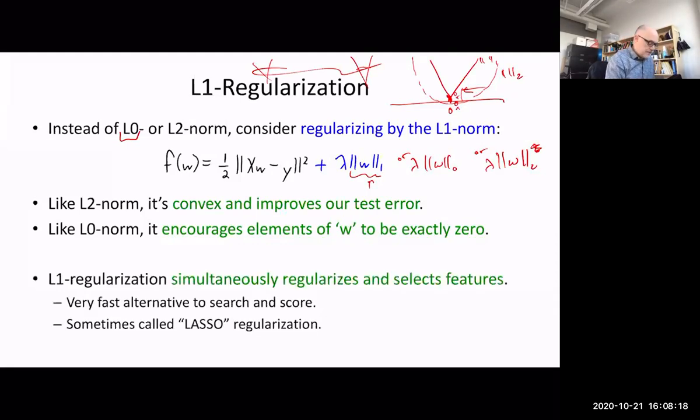Okay, that's really what causes this to happen. So L1 regularization simultaneously regularizes, makes the individual elements of the parameter vector small in absolute value, and selects features. In other words, it actually drives some of them, in fact, a very large number of them, an exponential number of them, to 0. So it's super fast in comparison to search and score, because you can do gradient-based learning in models with L1 regularization. And this particular form of model, or this form of regularization, really is called lasso, or the lasso.